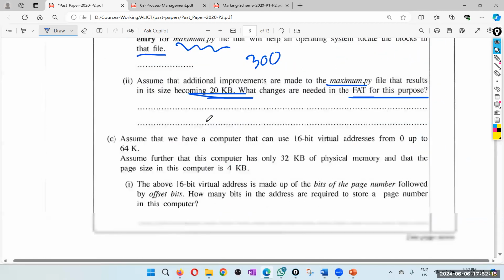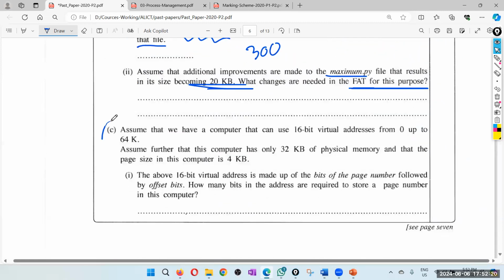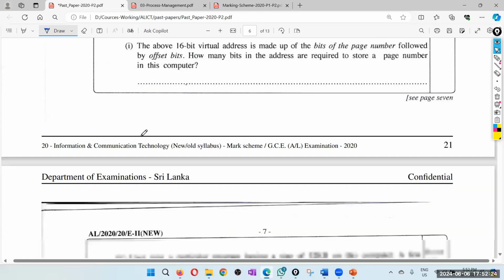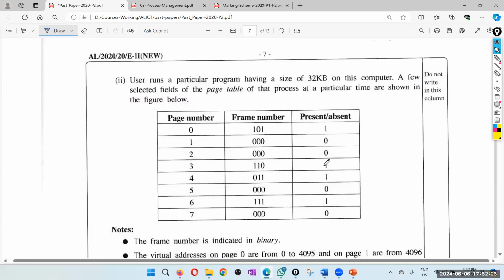Okay. Now we have the memory address translation question. So we did the memory address translation topic today. Now you have the page table, page number, and frame number, and the present/absent bit, showing whether these are valid entries or not. If it is 0, these are invalid entries. That is why all are 0 for 0. Okay. This is a very tough question.